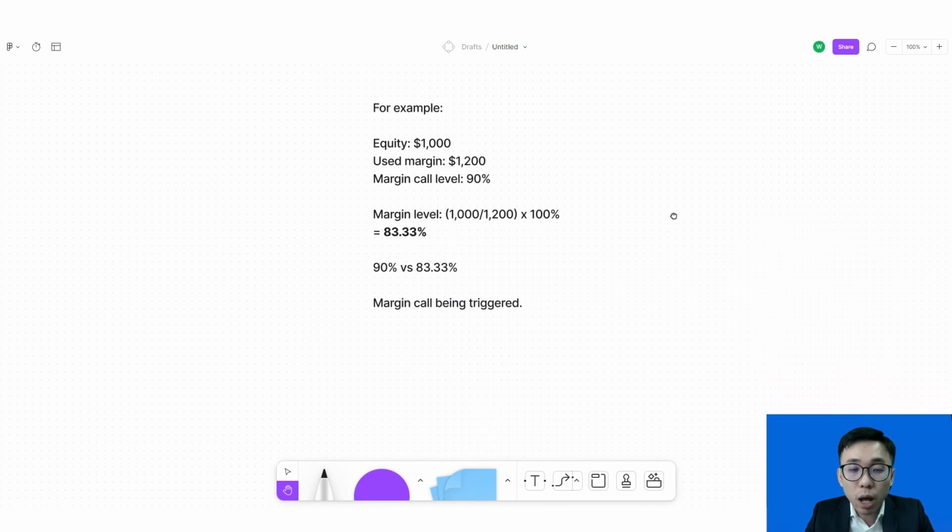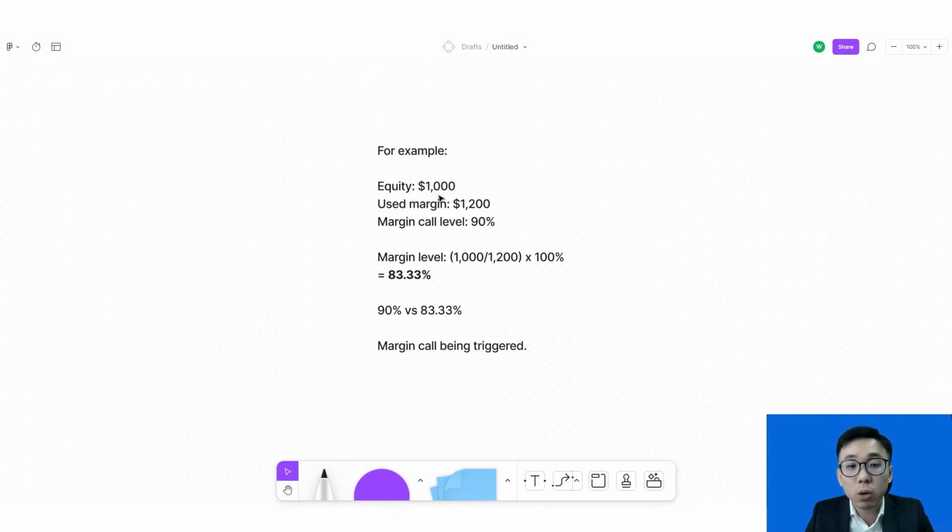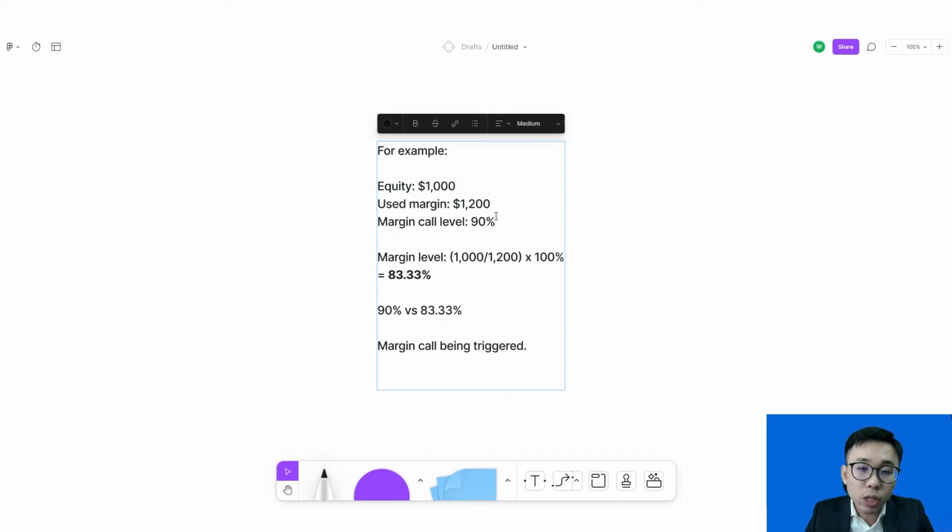For example, right now we are going to take a look into equity first. Equity is around 1,000 US dollar, and because I was a bit reckless in opening all my positions, I have used up 1,200 of margin. And for this broker that I'm trading, the margin call level is determined at 90%.